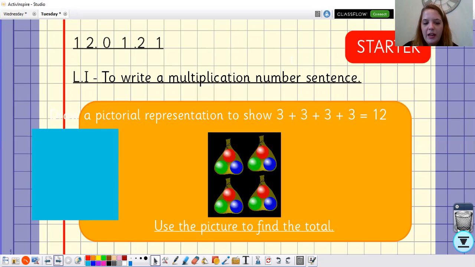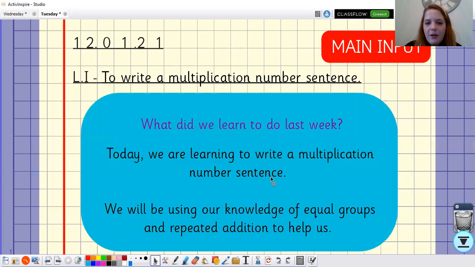Okay, so moving on to our learning for today. Now, I want you to think back to last week. We only had a few lessons together last week, but I want you to have a think. What did we learn to do during our maths learning last week? Okay, so we were looking at equal groups last week. We started off by learning to recognise equal groups. Then we started to make equal groups. And we ended up with adding equal groups.